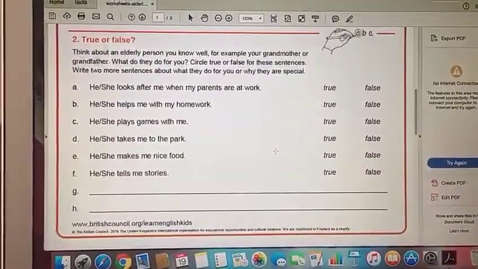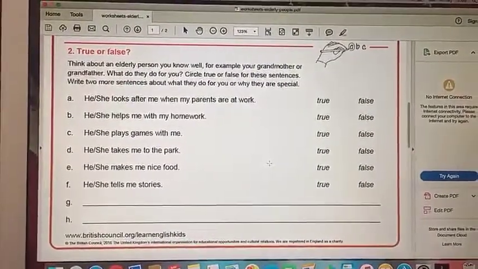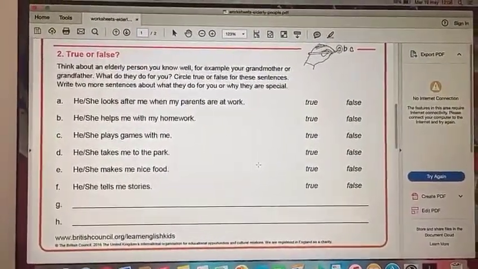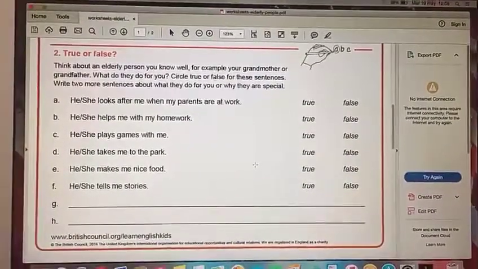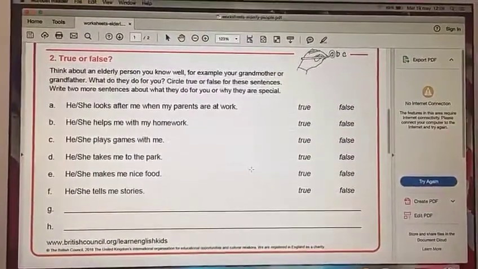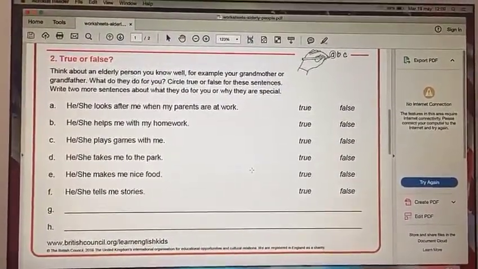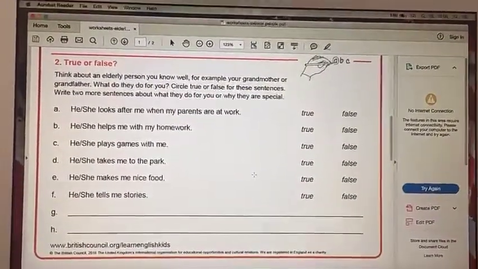Number 2, true or false? Think about an elderly person you know well. For example, your grandmother or grandfather. What do they do for you? Circle true or false for these sentences. Write 2 more sentences about what they do for you or why they are special.